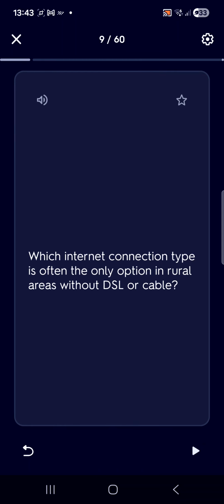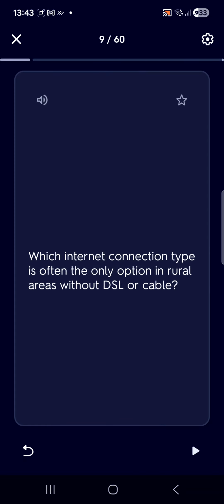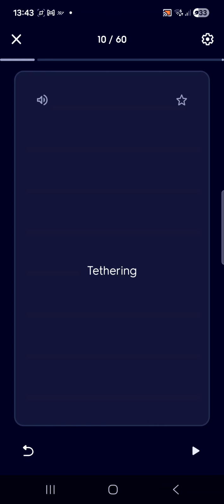Which internet connection type is often the only option in rural areas without DSL or cable? That would be satellite. Satellite internet connection is the only option. What technology allows a cell phone to share its internet connection with other devices? That would be tethering.